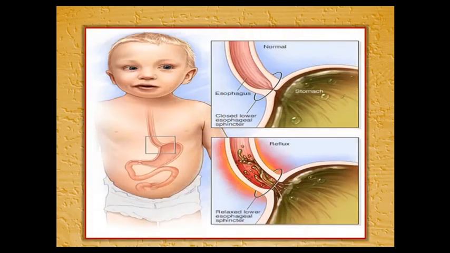This picture shows the difference between the normal lower esophageal sphincter, which is closed completely against the gastric content, and a relaxed lower esophageal sphincter, which permits the passage of gastric content through it into the esophagus, causing the symptoms of gastroesophageal reflux.